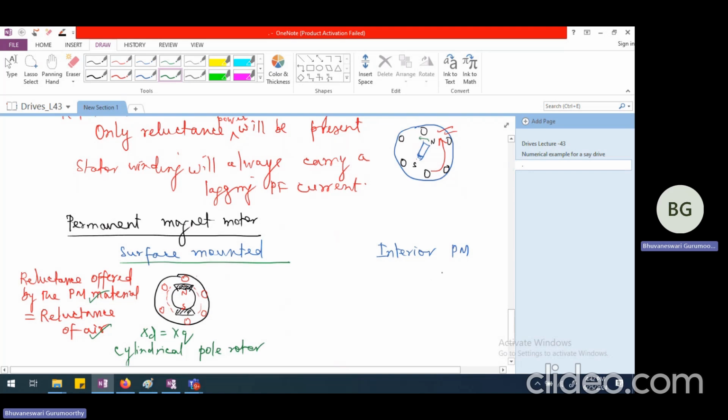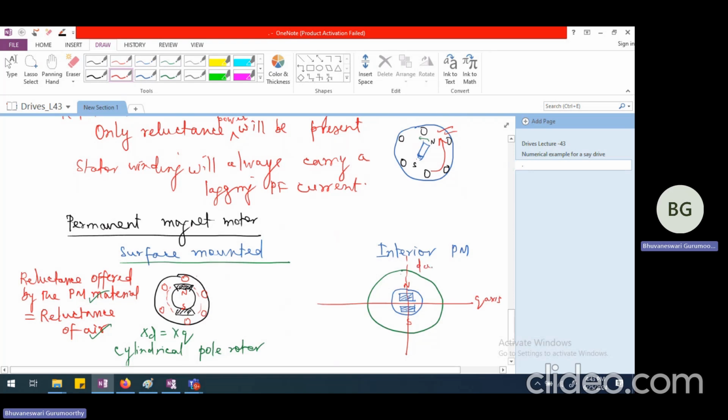Whereas if I am looking at the interior permanent magnet machine, if I say that this is going to be the stator cross section, I am going to have this as, let us say, the rotor, and I am going to have the magnet buried here. This is the magnet that is buried inside the rotor. So if I am calling this the north pole, this is going to be the south pole. And this is the direct axis, whereas this is going to be the quadrature axis.